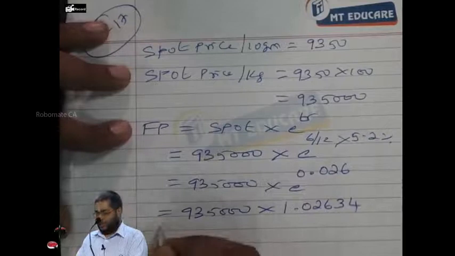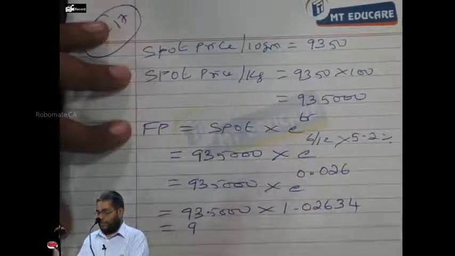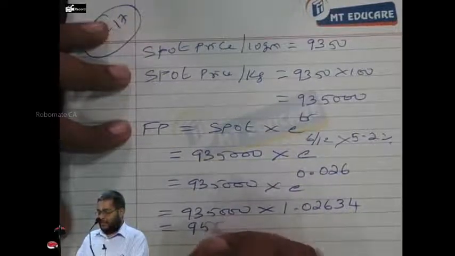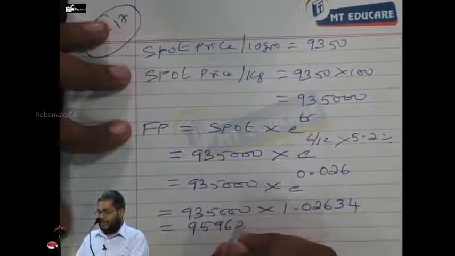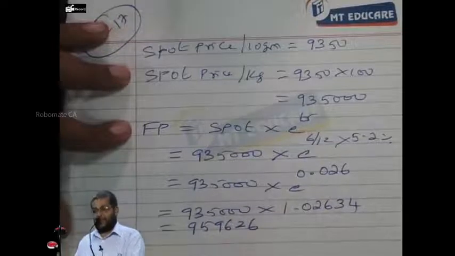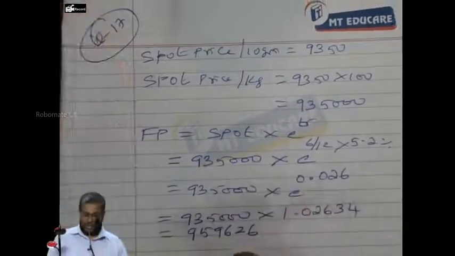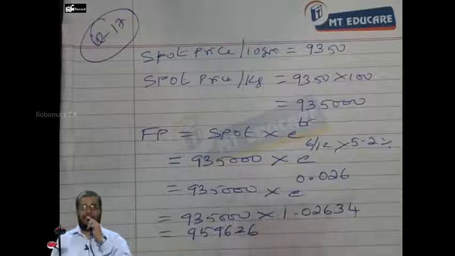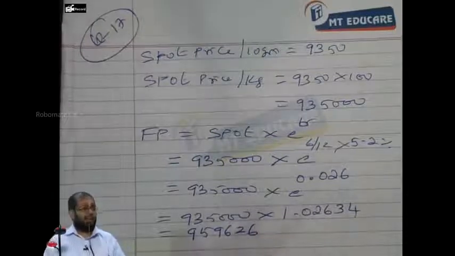Now, what is the number here? 9,59,626. Agreed? No more question. 9,59,626 is the futures price. Everybody, are you following or not?